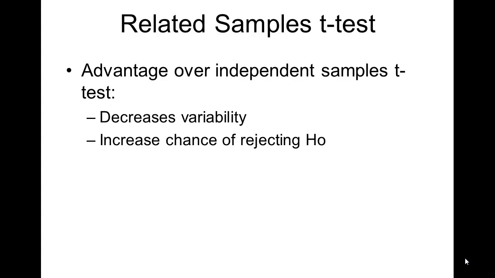One perk of the related sample t-test is it has some advantages over the independent samples t-test. And the first is that it decreases the variability. When you have the same participants or participants from the same dynamic, like a family or a relationship couple in the sample, it decreases how much variability exists between the two groups that you're comparing.